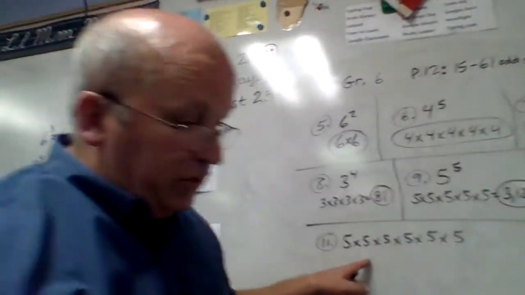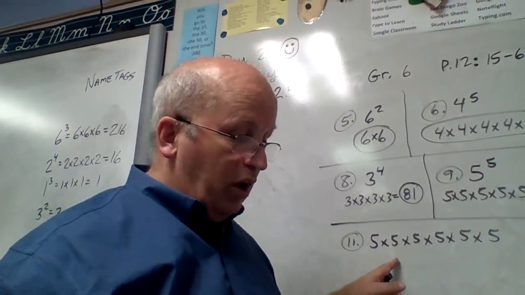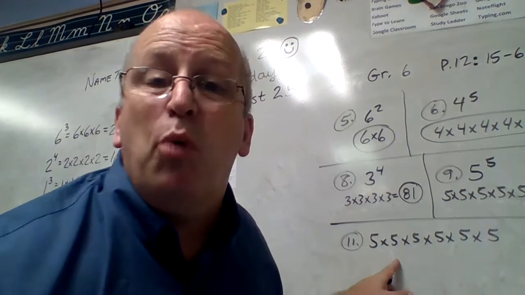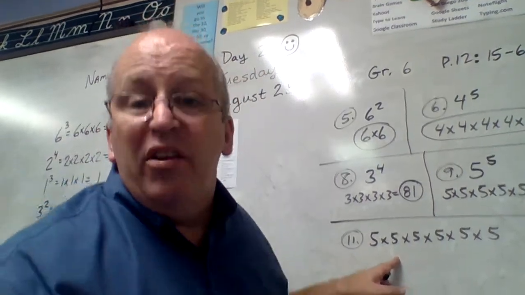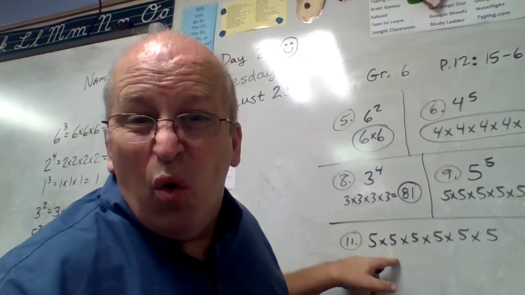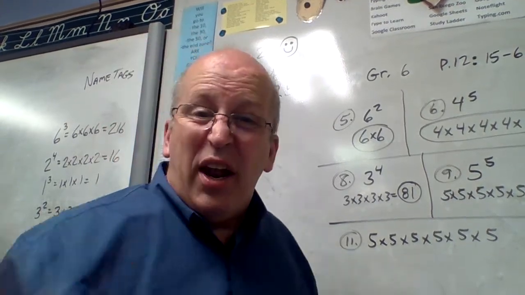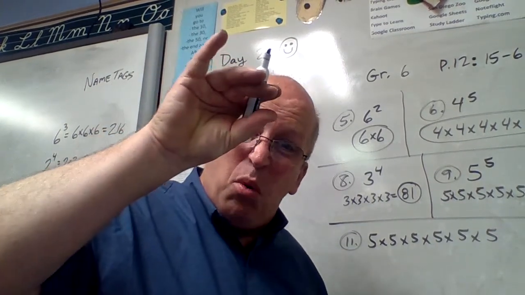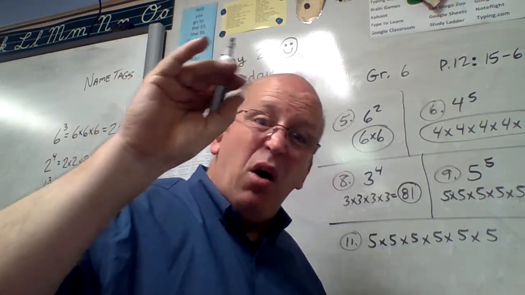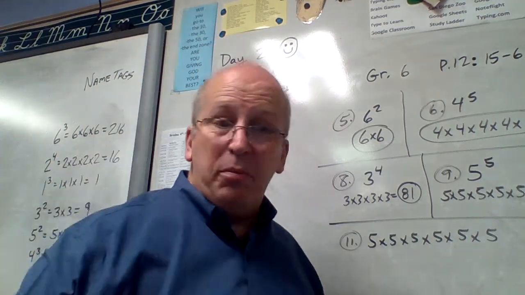Down here, number 11, the directions change a little bit. The directions say write each product in exponential form. When they say write it in exponential form, they mean write it so that it has a base and one of those exponents, like 6 to the second power or 5 to the third power, something like that.